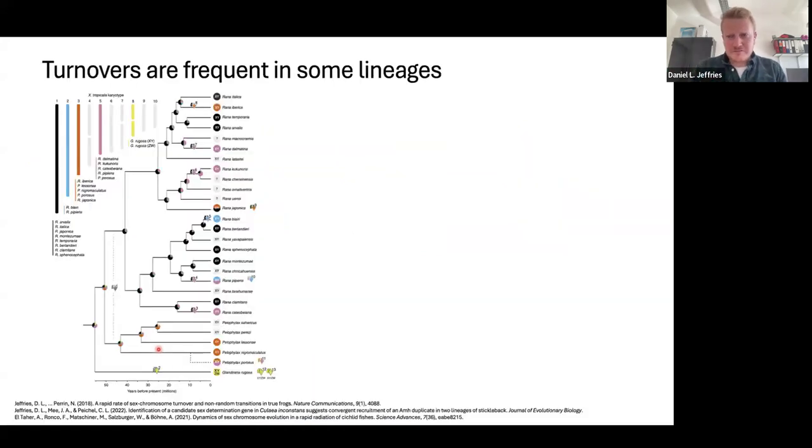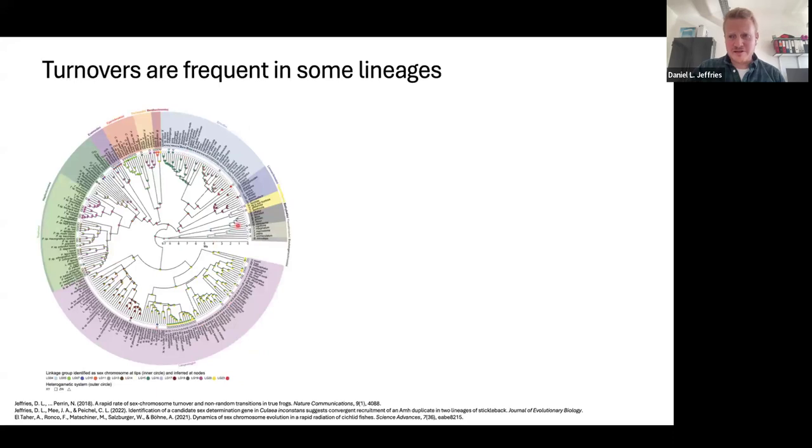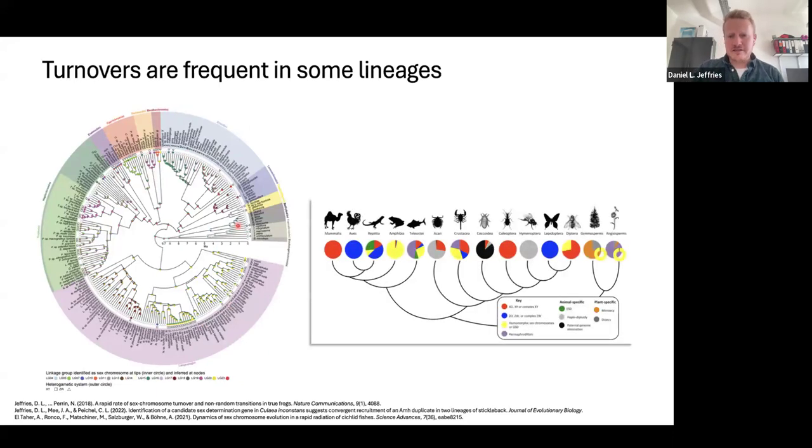Where this is happening often, you find homomorphic sex chromosomes a lot. So we did a project in frogs a few years ago, well, a worrying number of years ago now, where we characterized really rapid turnover there. As I mentioned, there's a lot of turnover going on in stickleback. There's a load of turnover going on in cichlids, and there's loads of other examples of lineages where turnover is really important.